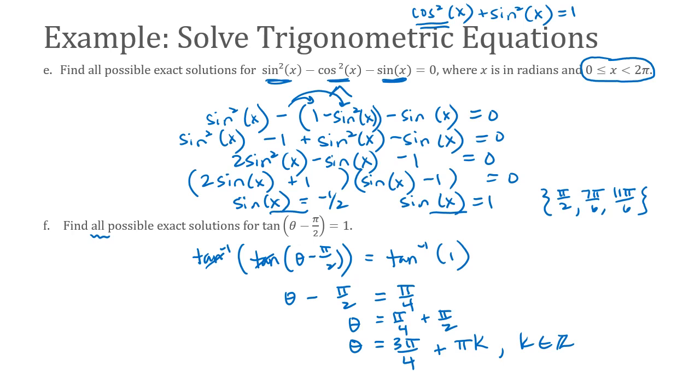And just as a reminder, the reason why I only used pi over 4 instead of writing 3 pi over 4 is because I know that I don't have to do that with the tangent function. The sine and cosine have a period of 2 pi. The tangent has a period of pi. So when I take pi over 4 and I add pi to it, I automatically get that 3 pi over 4. So I'm taken care of on that one.